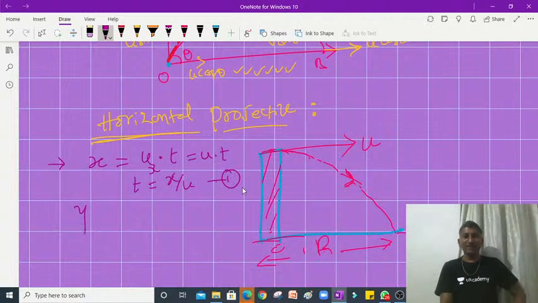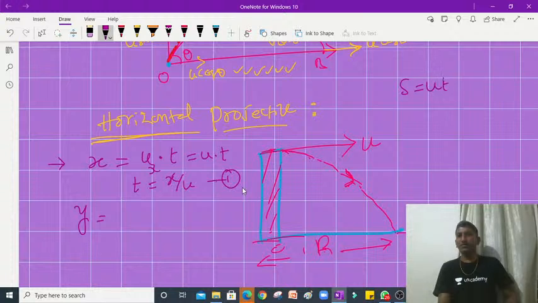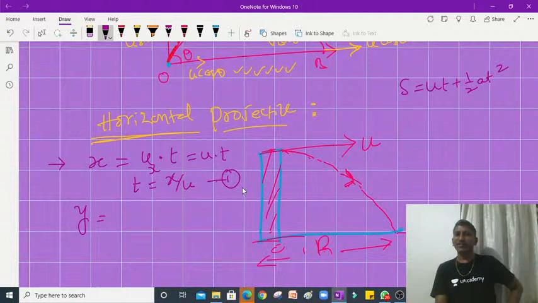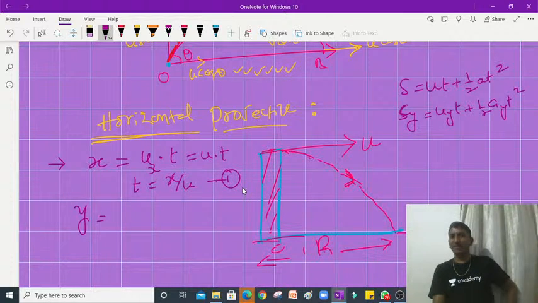And secondly, the vertical distance. For vertical distance, s = ut + half at square, the second equation of motion. For the vertical direction we write Sy = uy into t plus half ay into t square. Sy means the total distance, the height of the tower or building. If the height is given as h, otherwise let it be y first.